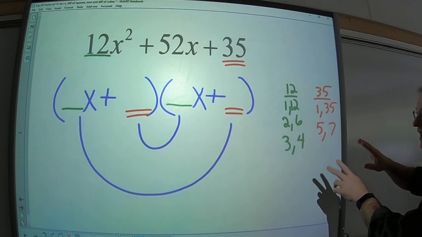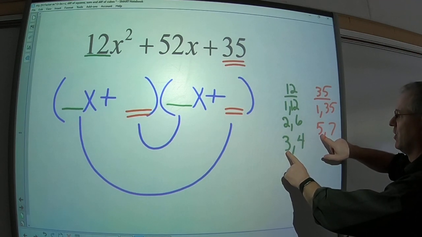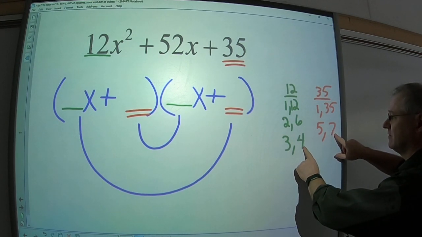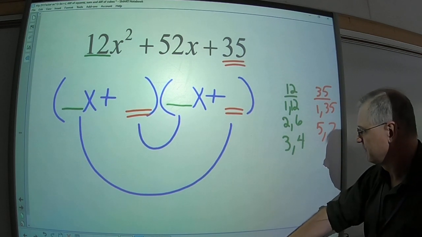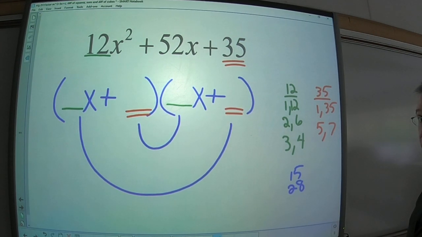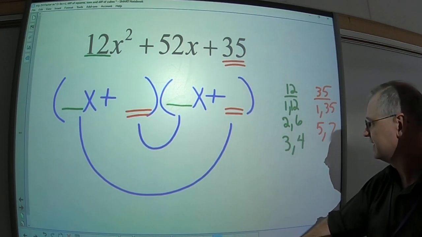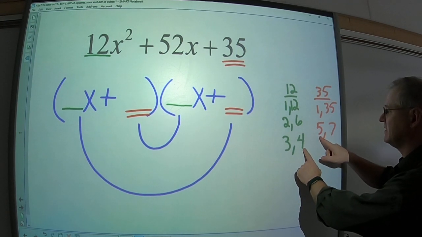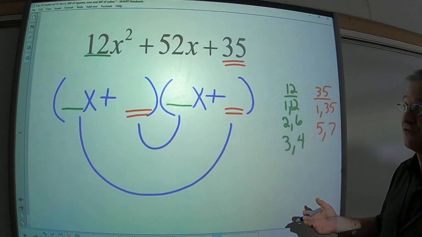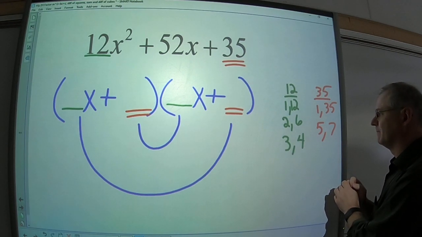All right, so here's how I'm talking about it. I'm gonna pick one from this, like 3, and one from this, 5. 3 times 5, 15. And then 4 times 7, 28. 15 and 28. Do those add to 52? They do not. All right, so that's not gonna work. Now let's try it the other way. 20 and 21. Well, 20 and 21 is 42. That's not gonna work. So I've tried 3 and 4 with 5 and 7.